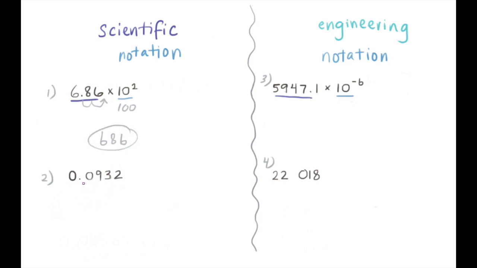For the second one, we want to turn it into scientific notation form. So we move the decimal some number of spots so that there's only 1 digit before it. 1, 2. So 9.32 times 10. To find the exponent value, we count the number of spots we moved the decimal, which is 2, and since we're moving it to the right, it is negative.